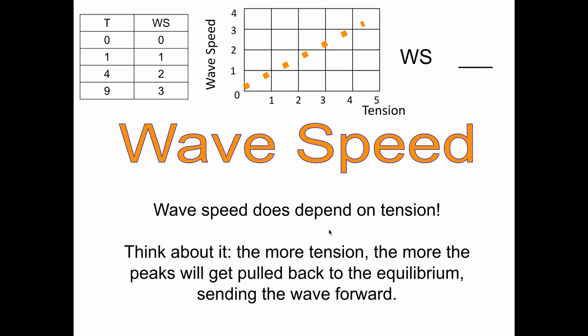However, wave speed does depend on tension, as you should have found or will find. Think about it. The more tension you have in a rope, the more the rope wants to return to its equilibrium, to its center point, to its center line. And so as you snap it, that spot is going to more quickly try to return to the center line. That wave's going to have to travel more quickly down the rope in order for the rope to return back to its center line as quickly as it can.